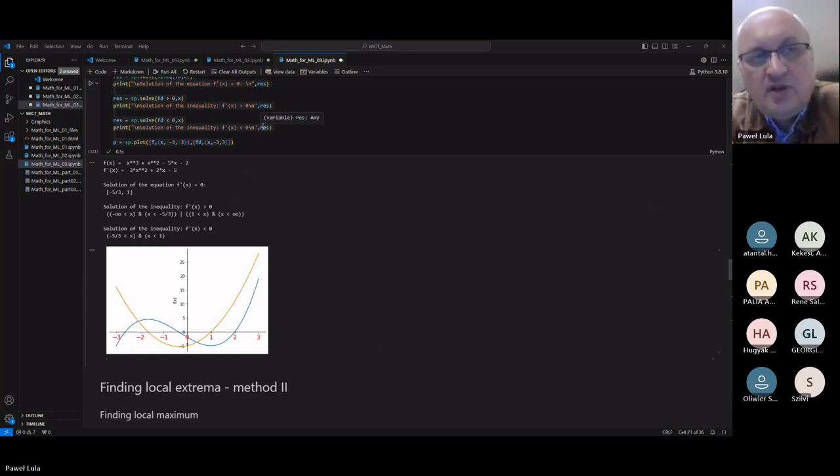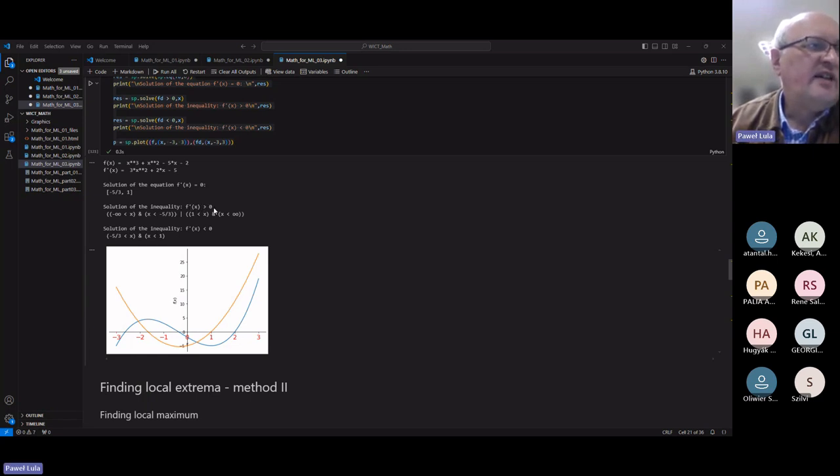Now I'm going to check the way in which the sign of the first derivative changes. So I'm going to solve this inequality: the first derivative is greater than 0. I solve it here, and the result is here. The first derivative is greater than 0 for x belonging from minus infinity to minus 5 thirds, or for x belonging from 1 to plus infinity.